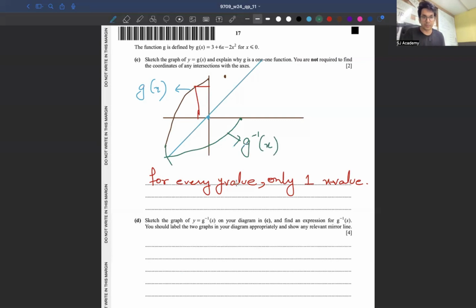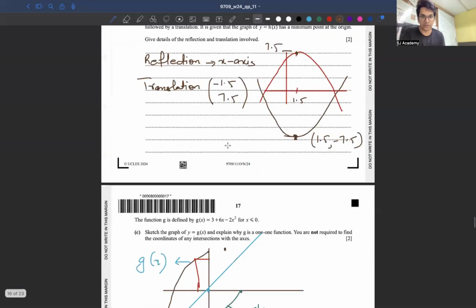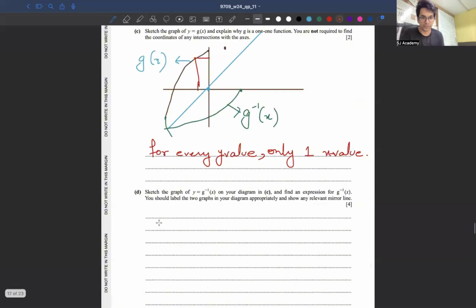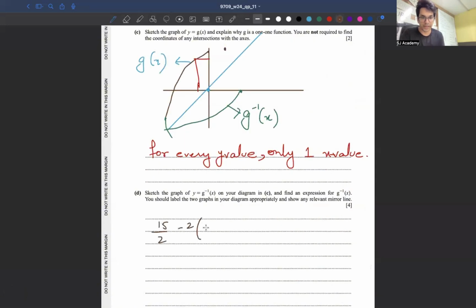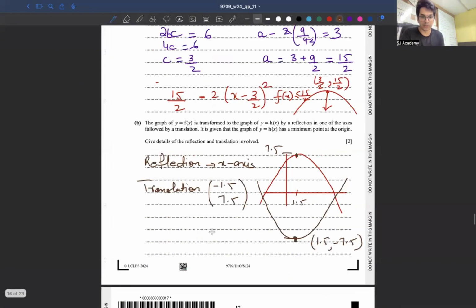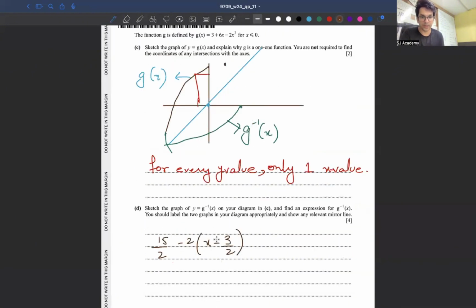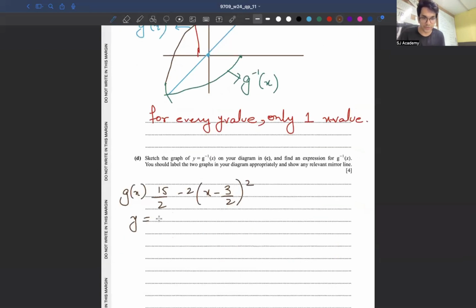We also have to find the expression. Now to find the expression, we have to always use the completed square form. The completed square form is 15 upon 2 minus 2 into x minus 3 by 2 whole squared. So this is g of x. To find g inverse, first we'll write y over here. So this will become 15 upon 2 minus 2 into x minus 3 by 2 whole squared. Now changing the values of x and y, we'll get x equals 15 upon 2 minus 2 into y minus 3 upon 2 whole squared.